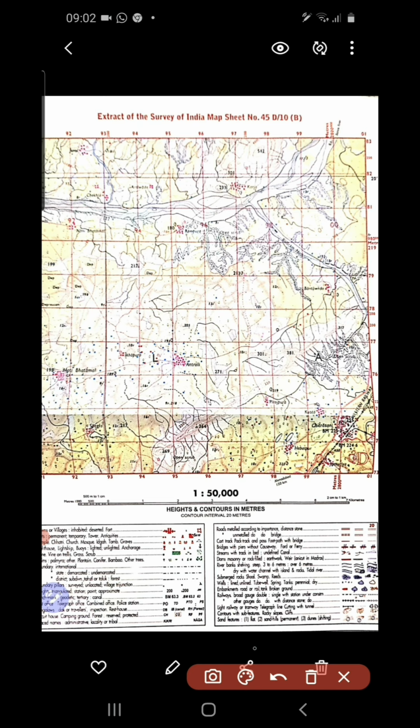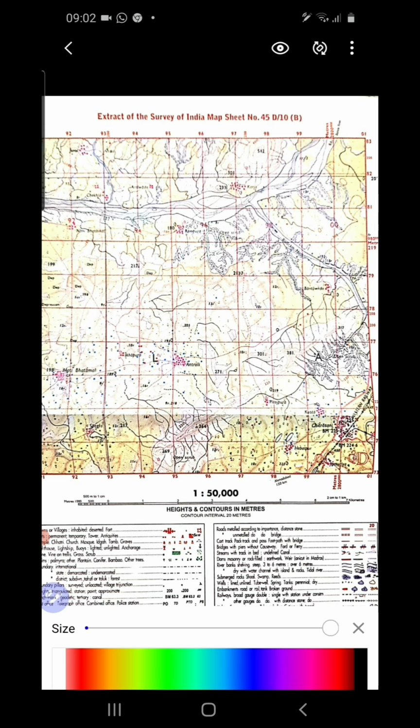Clear? Then let's see the other features. If you observe very clearly, you can see some blue spots, a number of blue spots. Here it is not that visible. If you see the textbook, where a survey map is given, you can observe blue spots. These are the perennial wells. These perennial wells have water throughout the year.